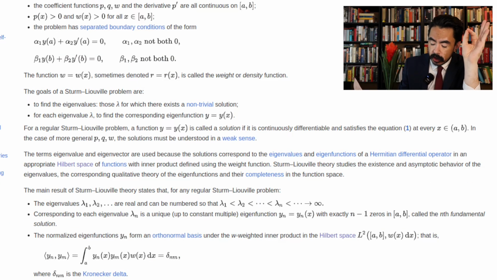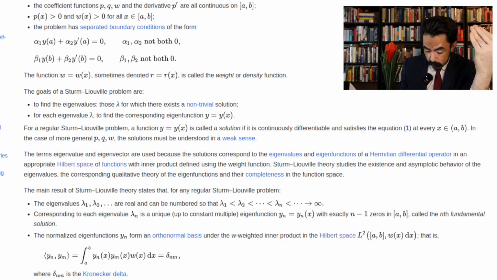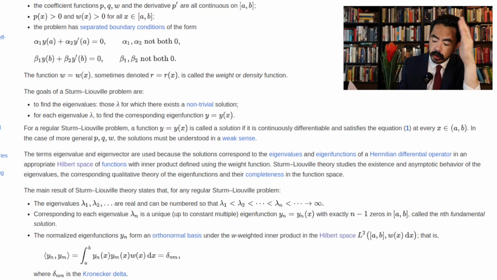And the main result of Sturm-Liouville theory states that for any regular Sturm-Liouville problem, first, the eigenvalues lambda 1, lambda 2, etc. are real and can be numbered so that we have in increasing order lambda 1 is less than lambda 2, etc., through lambda n, tending toward infinity, right? In increasing order.